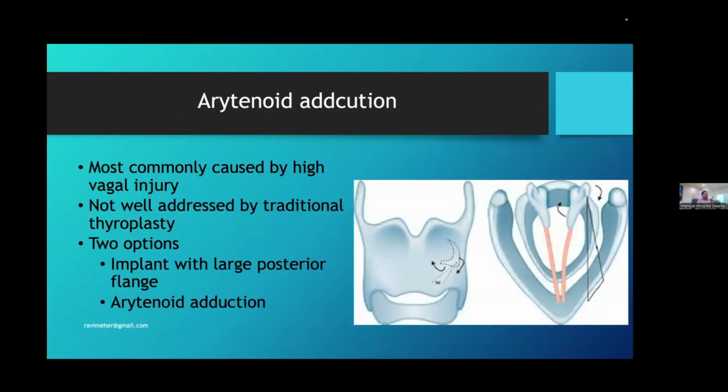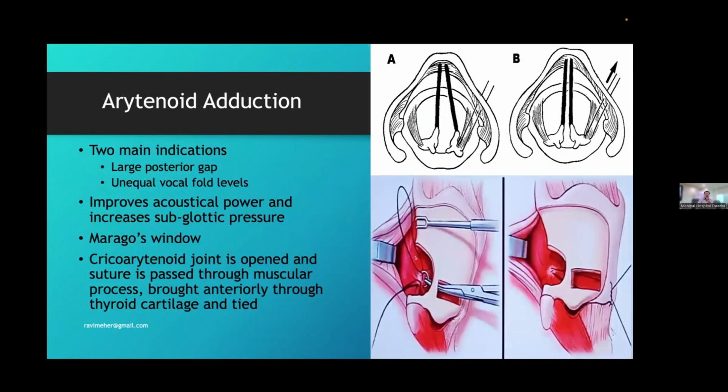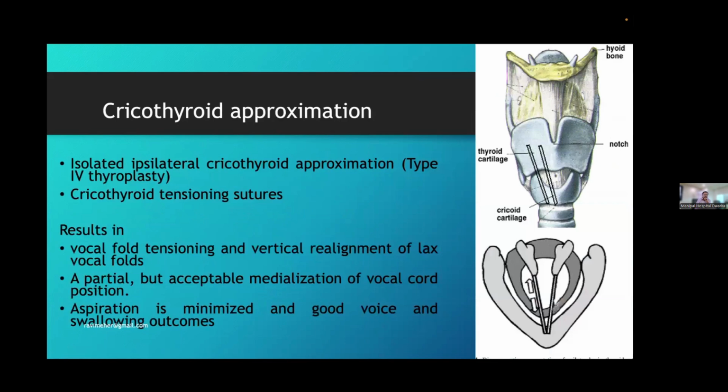Arytenoid adduction: if the patient has a very floppy vocal cord, even medialization is not completely helping, and there's a large posterior glottic gap, you can combine the procedure with arytenoid adduction, right? So this is the vocal process of the arytenoid, and this is the muscular process of the arytenoid. You pass a suture through the muscular process of the arytenoid and pull it anteriorly. So when you pull it anteriorly, it is rotated medially. The vocal process of the arytenoid is rotated medially, and you close the posterior glottic gap, right? So that is one thing which can be combined.